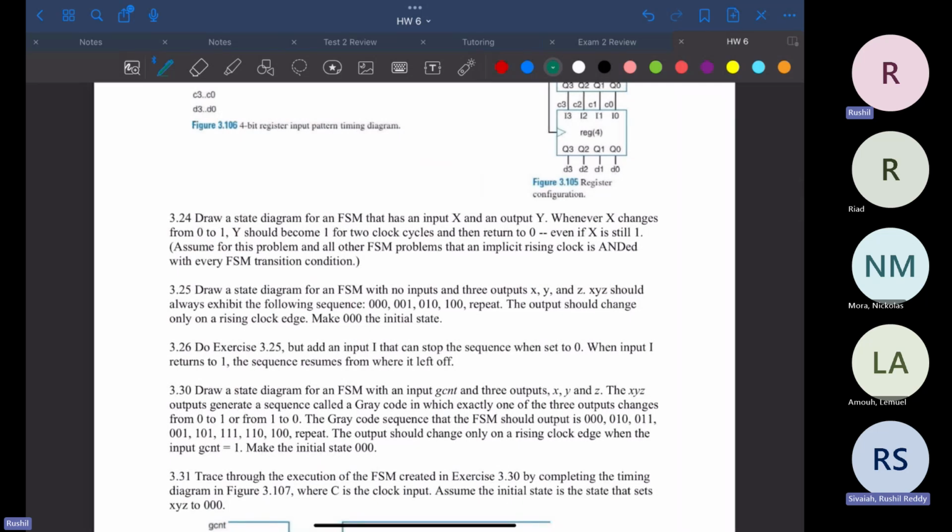3.25. It's a different question. Do you want me to go over it? Yeah, it's still an FSM.